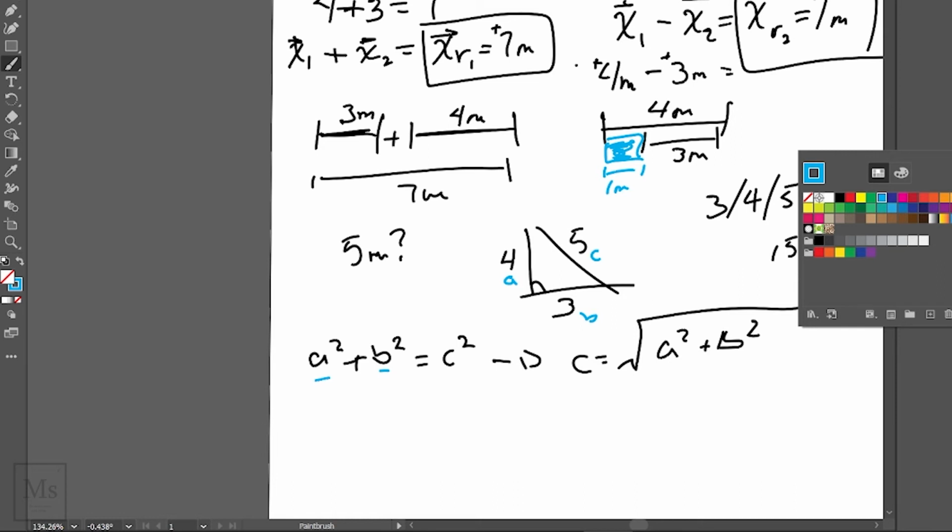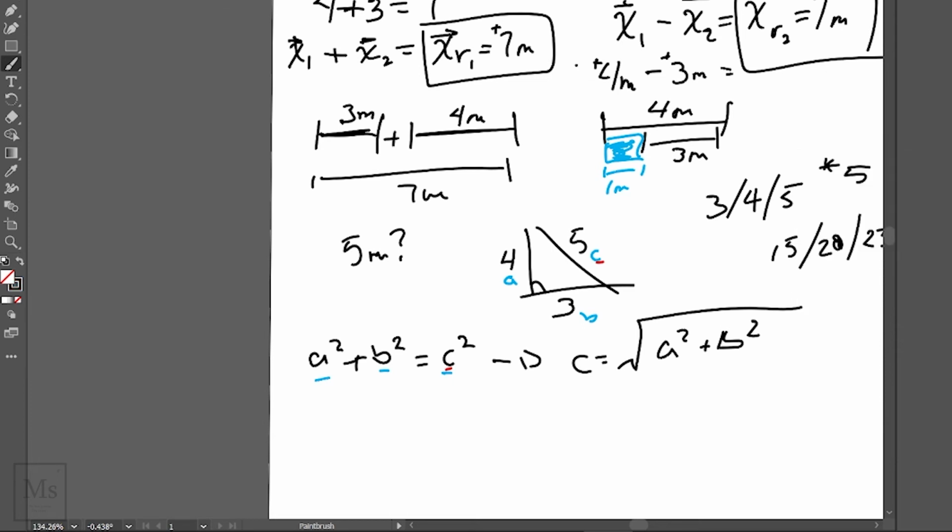The c has to be the hypotenuse, right? C has to be the hypotenuse. I'll even make it a little bit more clear for you guys. Boom, red. So in order to find the hypotenuse, we take the square root of everything. So essentially I'm saying 5 equals the square root of 4 plus 3.